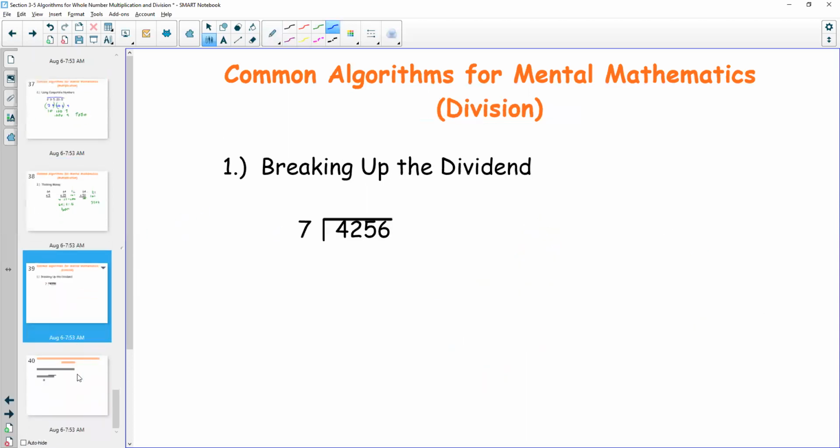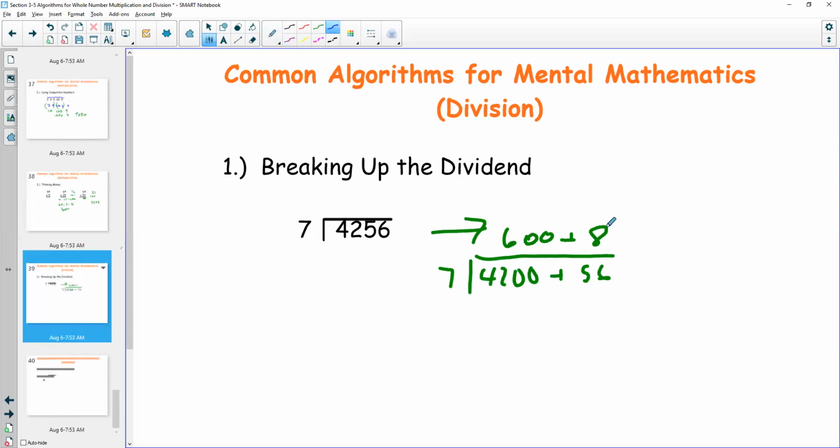When we divide in mental math, we can think about breaking up the dividend. So I can think about this because 7 goes into 42 nicely and it goes into 56 nicely. I could think about this as 7 into 4,200 and 56, right? I don't want to just do it into 42 and then 56. That's not really what that 42 stands for, right? So 7 into 4,200 is 600. 7 into 56 is 8. So my answer is 608. Okay? One more, compatible numbers.